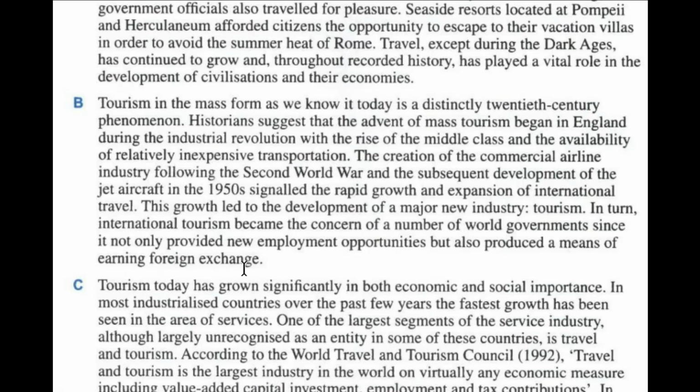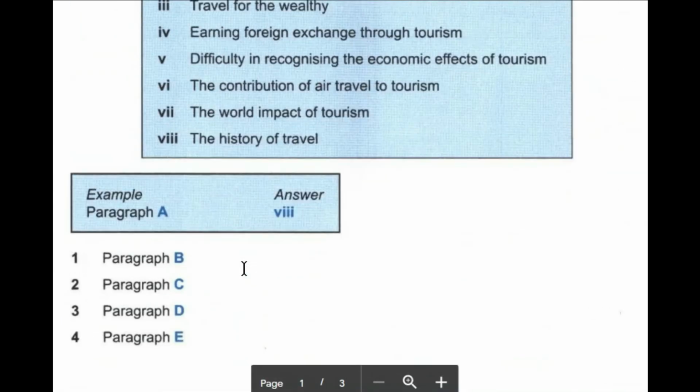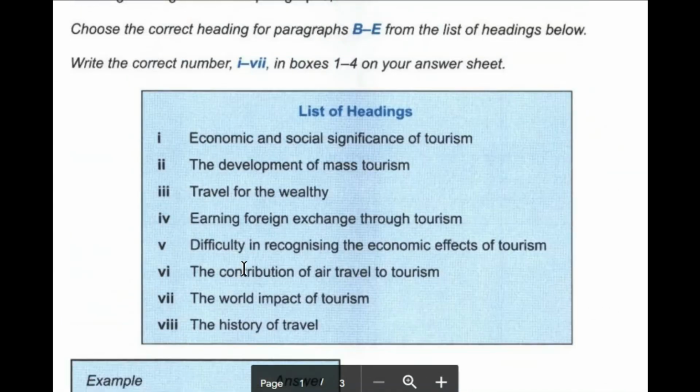So don't be fooled, because you can see in the headings we are going to have both of them. Look at the fourth point, earning foreign exchange through tourism. So don't be tricked, don't be fooled, okay. So let's look at mass tourism. If we have any term that is either a synonym or mass itself is available, the term. The development of mass tourism on number 2. So that is going to be your answer.